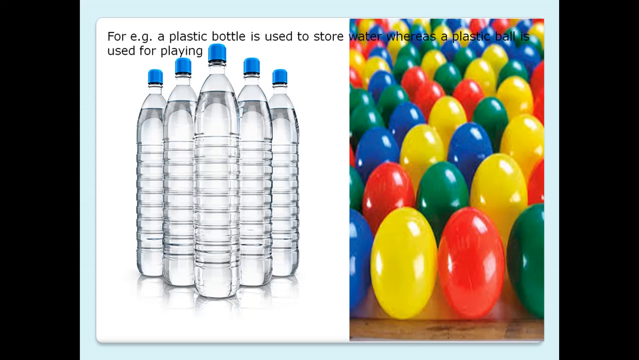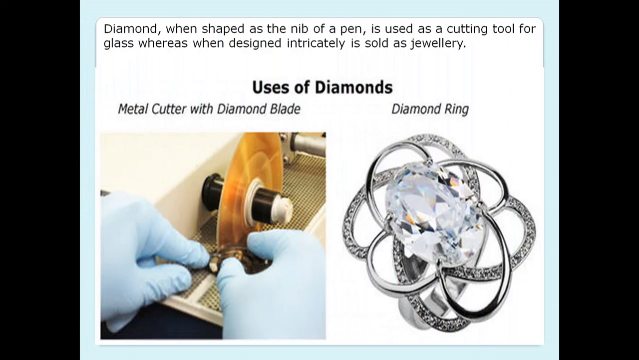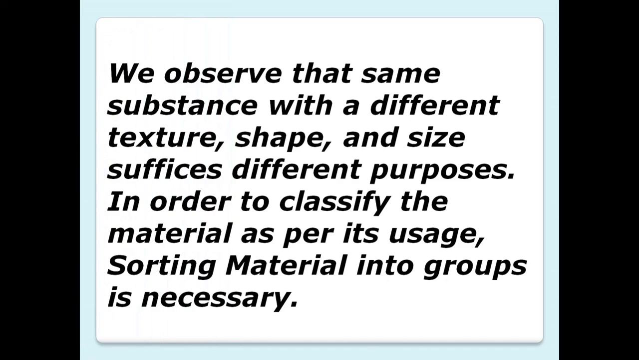For example, plastic bottle and plastic ball. Both are made up of the same material, but the plastic bottle is used to store water, whereas the plastic ball is used for playing. Diamond, when shaped as a nib or blade, is used for cutting tools. Whereas the same diamond, if it is designed intricately, is used as jewelry. We observe that the same substance with a different texture, shape and size suffices different purposes.